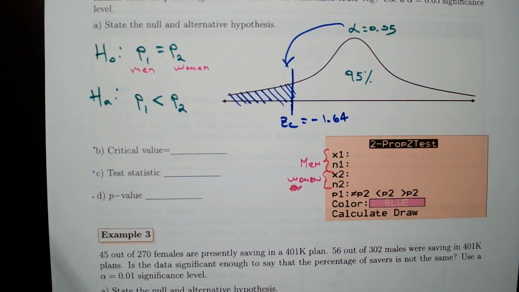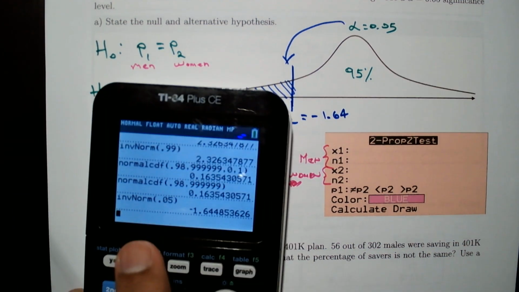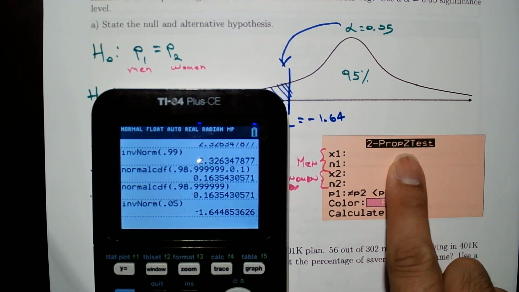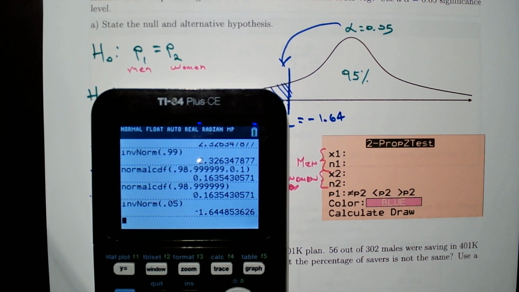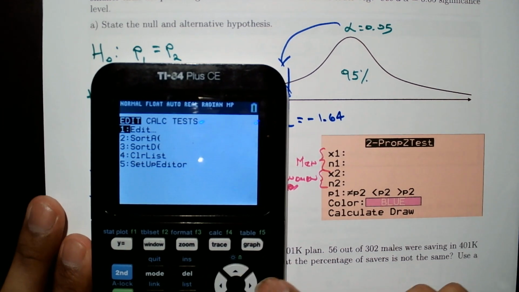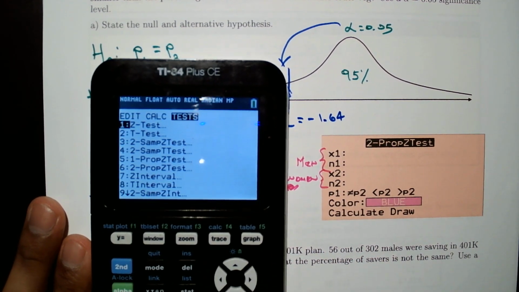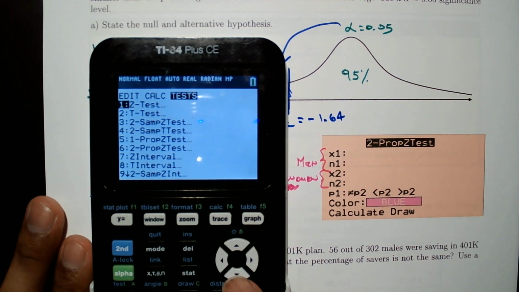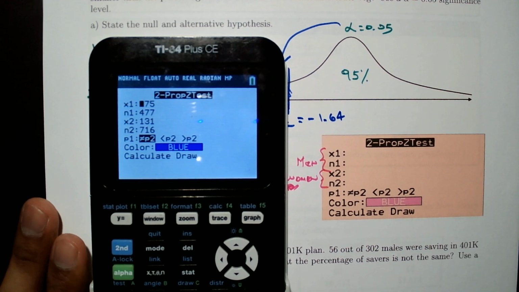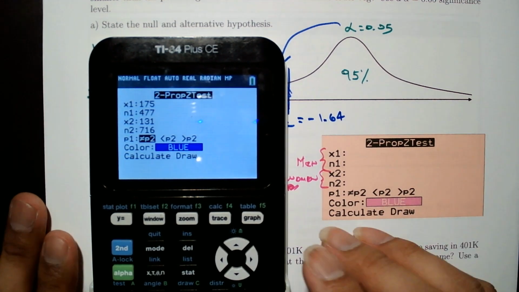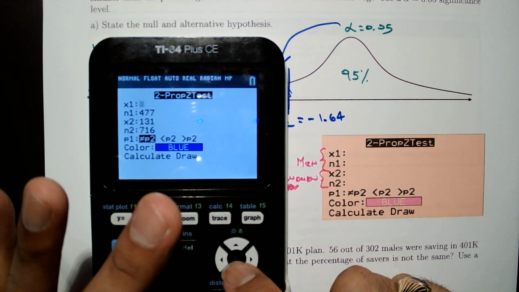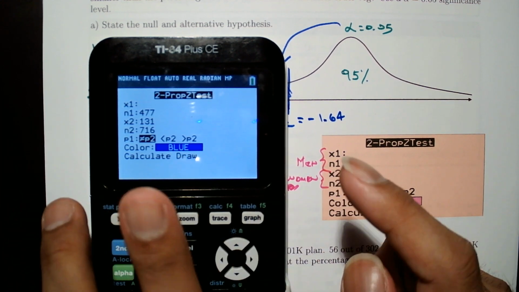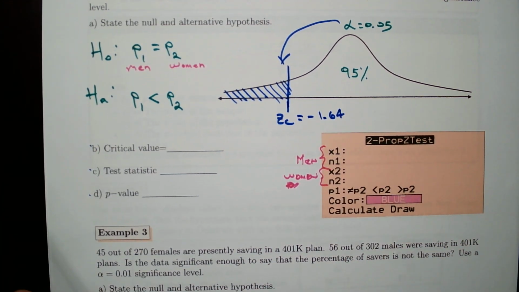All right. So let's go to our graphing calculator, and we are going to go to prop Z test. So we're going to go to stat, then scroll to the right a couple times where you see the word tests, and go to prop Z test. And just put in the numbers. Let me clear everything first. Let me do it by hand first.